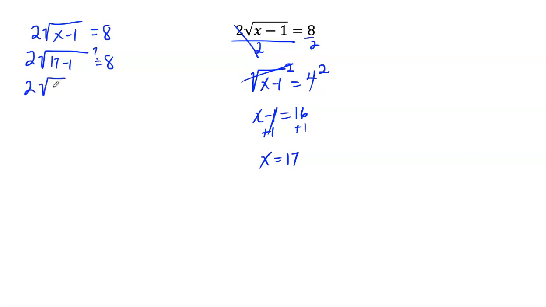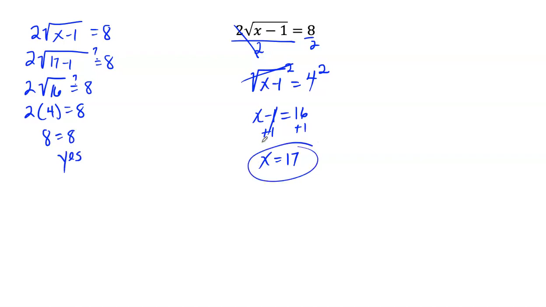The square root of 17 minus 1 is 16, sorry. The square root of 16 is 4, and 2 times 4 is 8. So this does work, and my solution is 17.